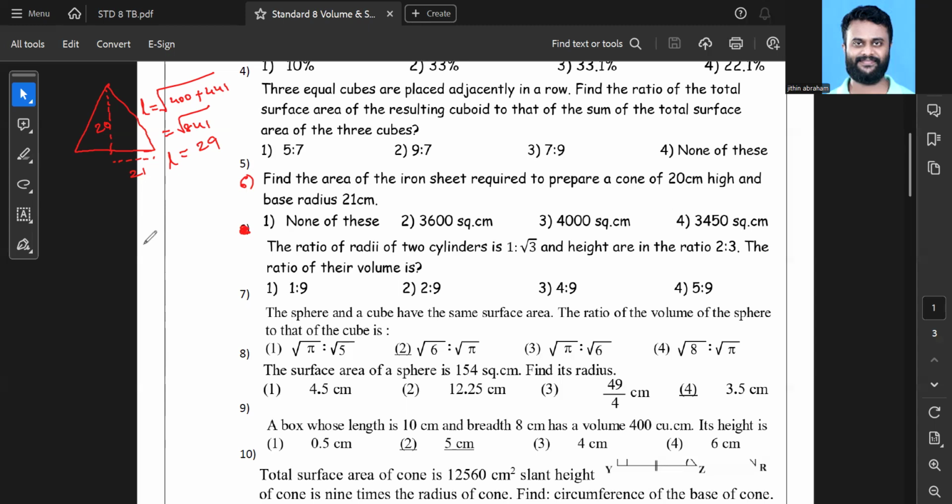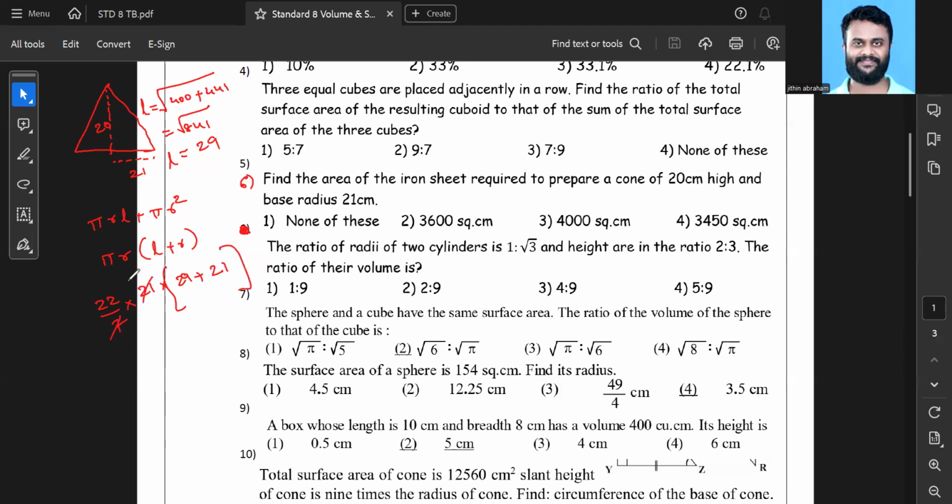Now, what are we supposed to find? The surface area. Surface area comprises two parts. The first part is the curved surface area, which is pi r L. The second part is the area of the base, which is pi r square. When you combine the formula, it's pi r (L plus r). Pi's value is 22 by 7, r is 21, L is 29, plus r is 21.